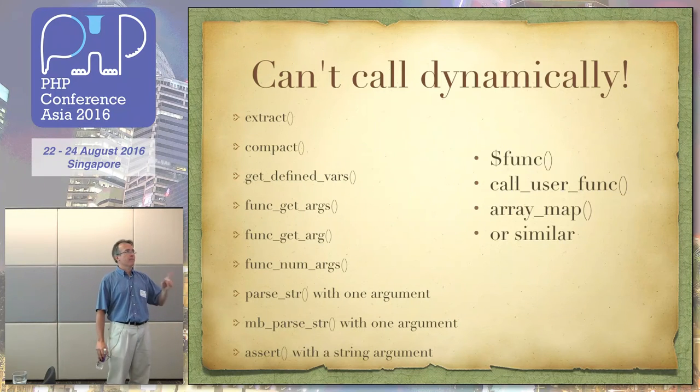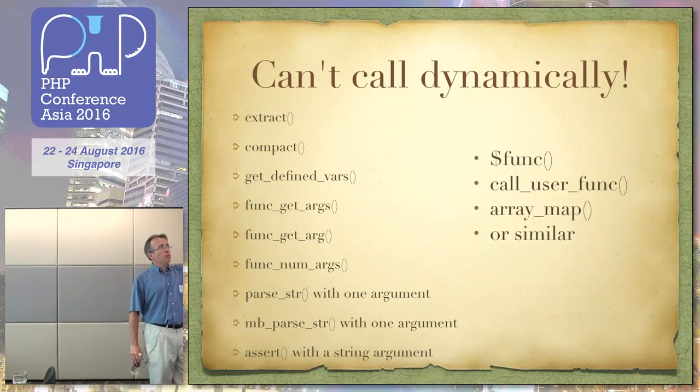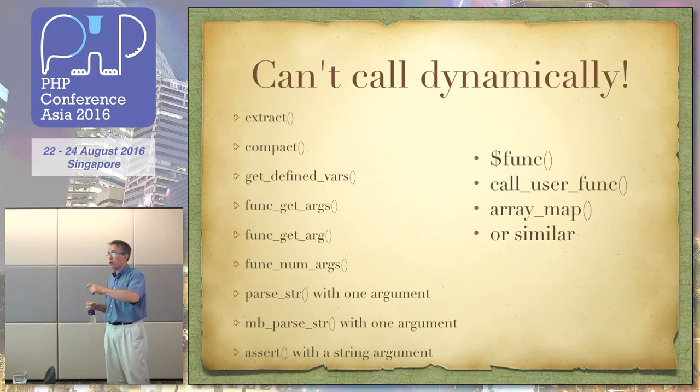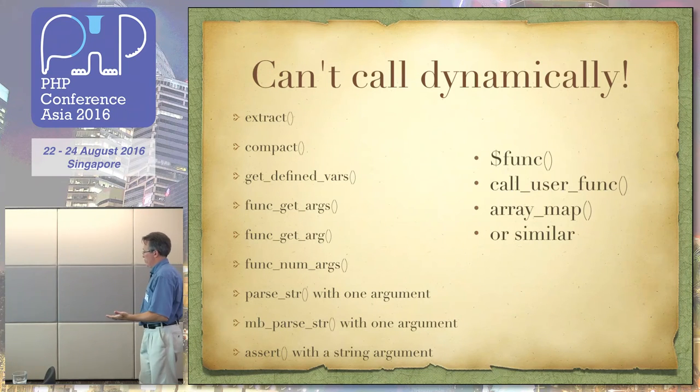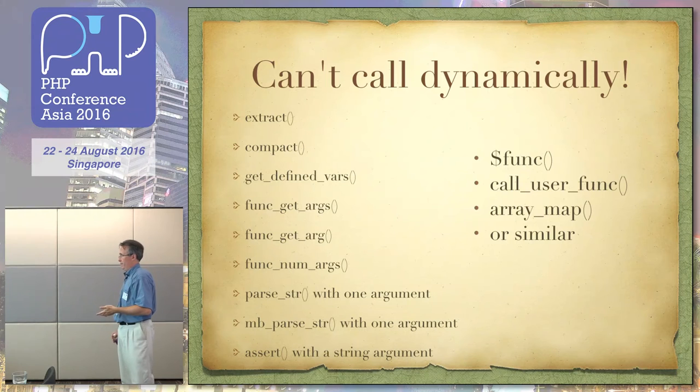Let me try again. You cannot put extract into a string and into a variable, let's say $name, and call $name to make it a function call. Okay? You can put strtolower into a string and then call it as a callable, okay? Array_walk, array_filter, things like that, or preg_replace_callback, that works. But nowadays, it is not possible to call directly those functions dynamically. You cannot put them in a string and then call that again.